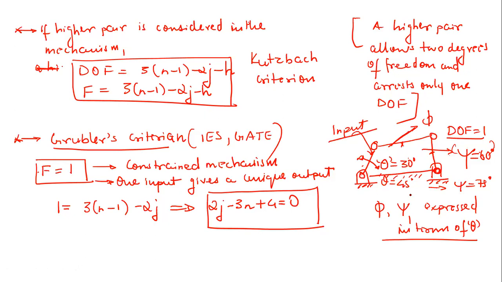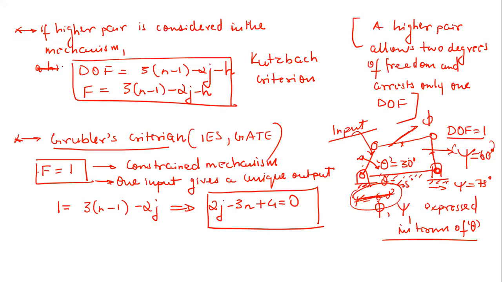And if you change this rotation from 30 to, let's say, 45, again the output will be something different. So it cannot happen that if theta is 30 and theta is 45, the output is, let's say, 60 degree only. So this will never happen. Every time you change the motion of this input link, you will get a unique and distinct output. So this is the physical interpretation of degree of freedom.